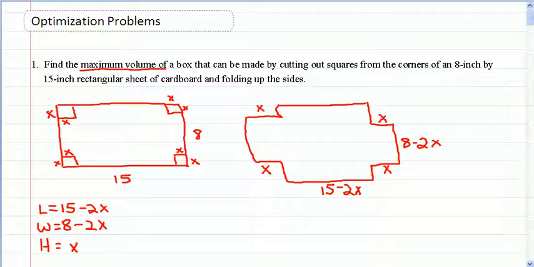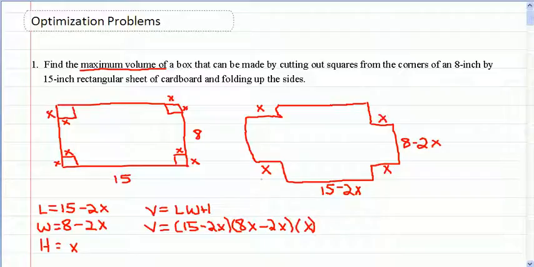Since we are asked to maximize the volume, we want to find a formula for the volume of a rectangular box, which is length times width times height. And in terms of x, the length is 15 minus 2x, 8 minus 2x for the width, and x for the height. Anytime you're asked to find the maximum or minimum, you want to take the derivative and set it equal to 0.